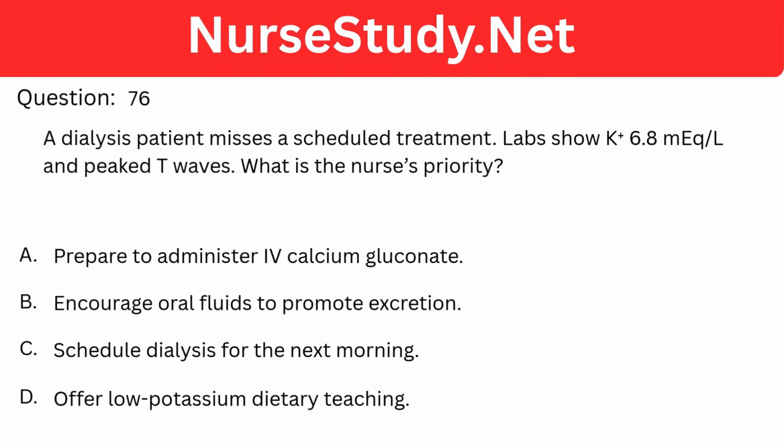Question 76. A dialysis patient misses a scheduled treatment. Labs show potassium 6.8 milliequivalents per liter and peaked T waves. What is the nurse's priority? A. Prepare to administer IV calcium gluconate. B. Encourage oral fluids to promote excretion. C. Schedule dialysis for the next morning. D. Offer low potassium dietary teaching.